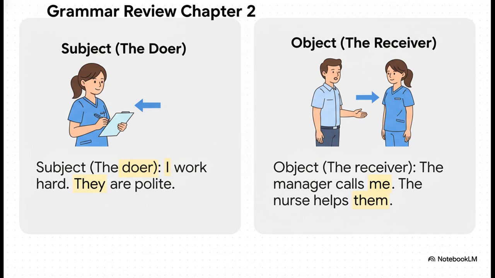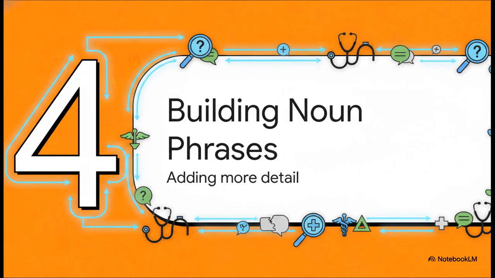So, the most important thing is knowing when to use which one. You use a subject pronoun like I or they when that person is the one doing the action, and you use an object pronoun like me or them when that person is receiving the action. Look at the examples. I work, but the manager calls me. See the difference? Fantastic.